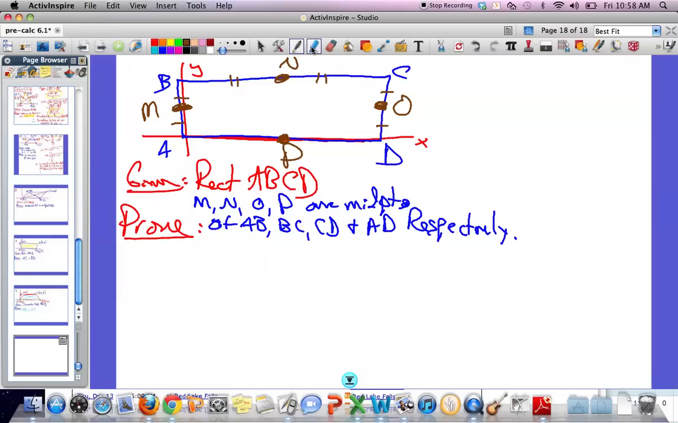But we're asked to prove that if you connect them, what shape do you get on any rectangle? That's why we're doing this in general. It might be a skinny rectangle, it might be a long rectangle, might be a square, because that's a rectangle. So I want to prove that what? MN equals NO equals OP equals PM. You want to prove that all those distances are equal, right? If it's a rhombus, all four sides are equal in length. So you'll have to do the distance formula.